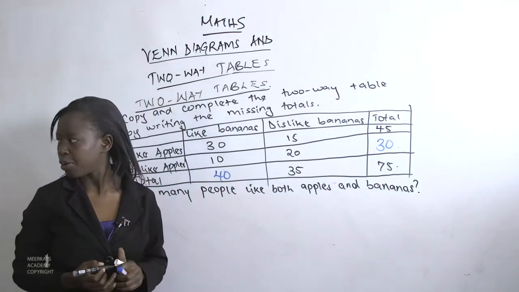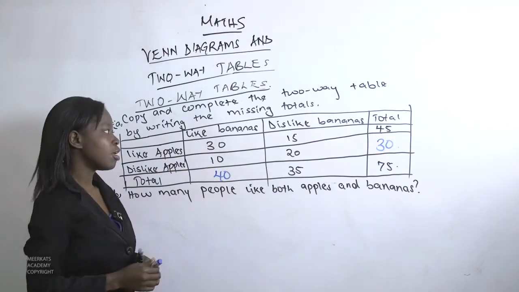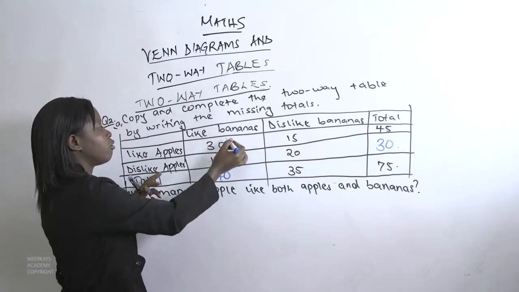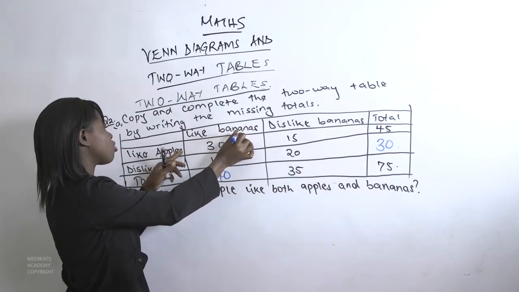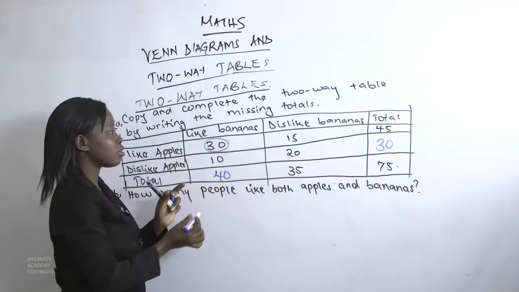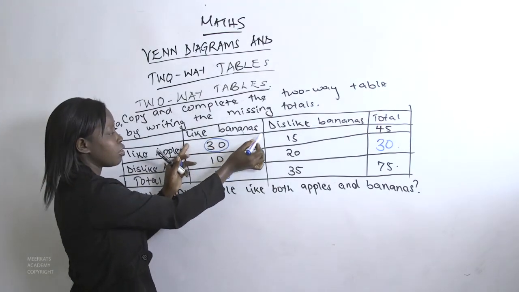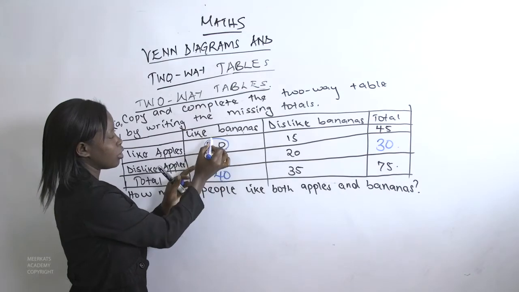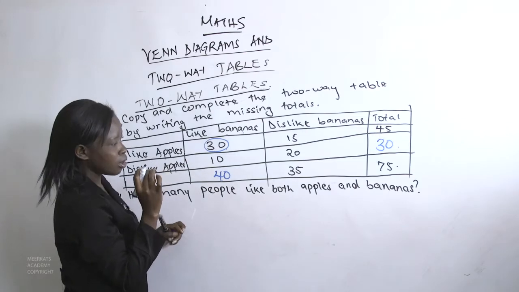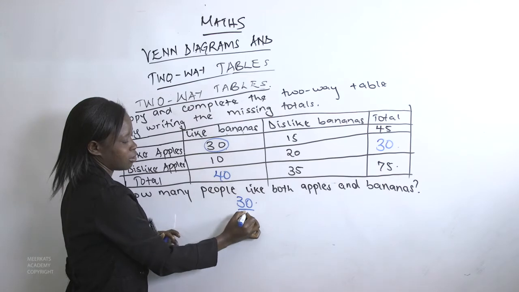So how many people like both apples and bananas? So we simply move with the rows and column to find out. We have those who like bananas, we have those who like apples. So we find that they are in these categories. Those who like both bananas and apples will be found at this point. So we find that the number of people who like both apples and bananas is 30.